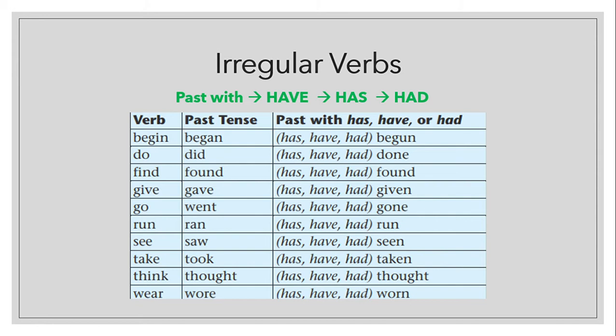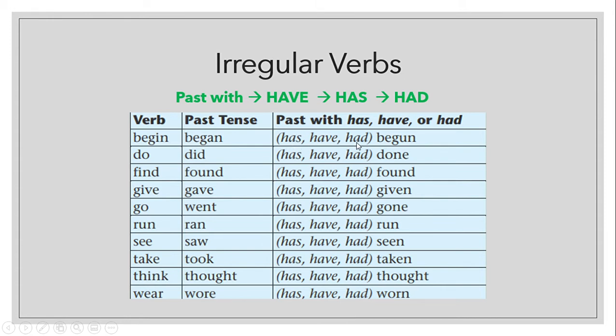Okay, let's see how. Again, we have begin, the past of begin is began, and I will add the helping verb. The helping verb is before the irregular verb. Now there are more changes. A third change if a helping verb is there.